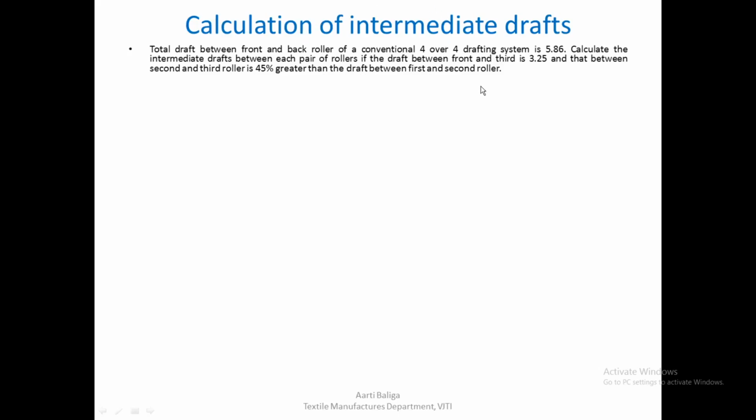Just trying to understand this, we have been given a total draft. We have also been given a draft between front and third. By using these two drafts, I can calculate the draft between third and the fourth roller. I just simply divide this and I get the answer, because the total draft is always the product of intermediate drafts. So I get the answer as 1.8.